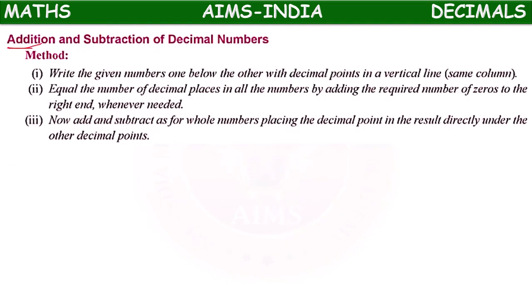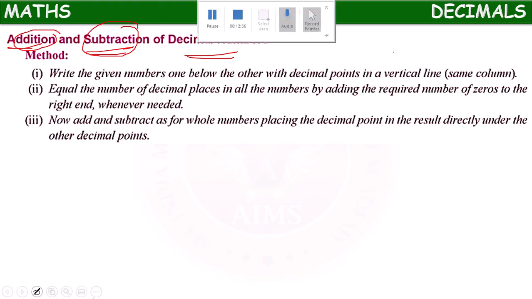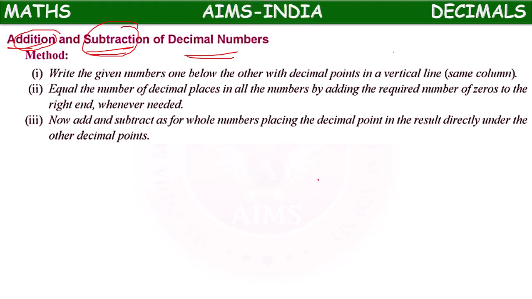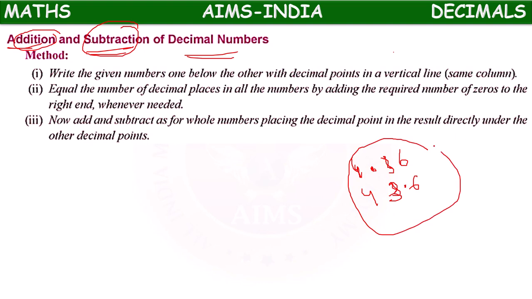Next we have addition and subtraction of decimal numbers. While adding or subtracting decimal numbers, the decimal points should be written one below the other. Suppose we have 4.36 and another one, 43.6. Like this we should not write.